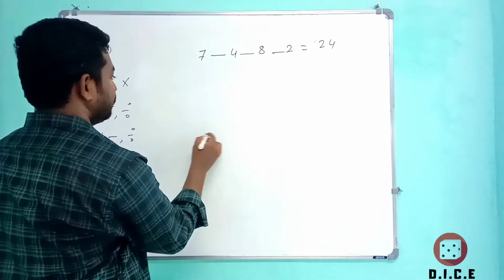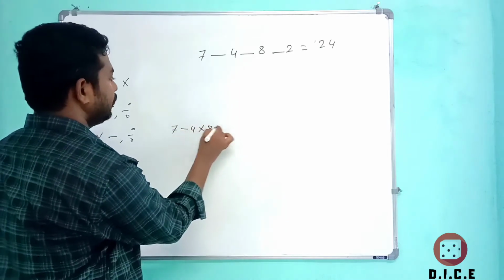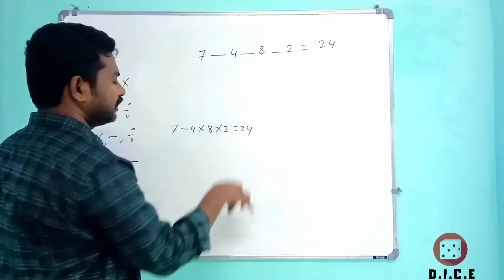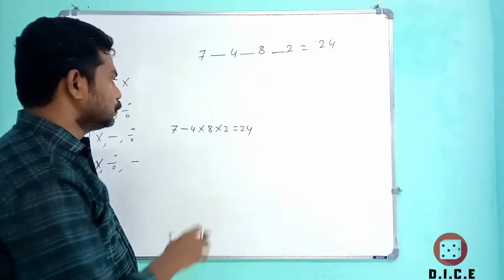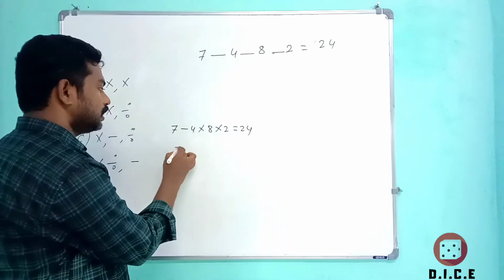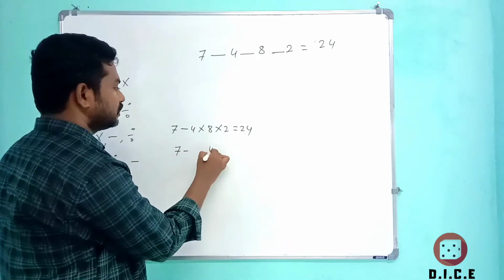That is nothing but 7 minus 4 into 8 into 2 is equal to 24. Whether it is right or wrong, we have to check it. This is model number 2 from mathematical operations. So we have to follow the rule BODMAS. That is 7 minus 4, 8s are 32, 32 2s are 64.